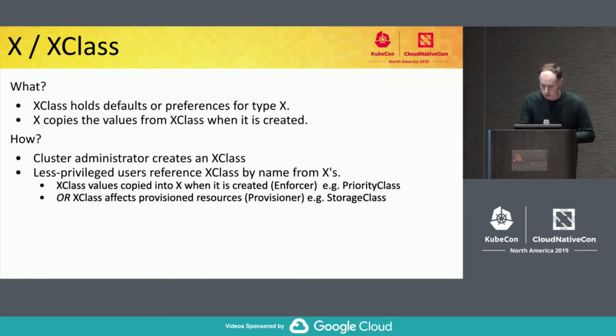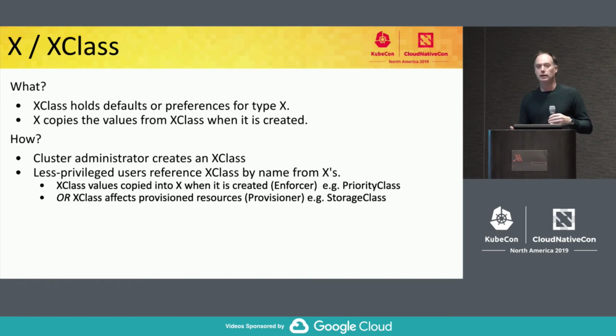And let's see, last one is X and X class. So an X class holds defaults or preferences for some type X. Did I do that right? Yeah. And then the X objects might copy those from the X class when it's created. And this again is about separation of privilege. It's also about the user not even having to think about it.